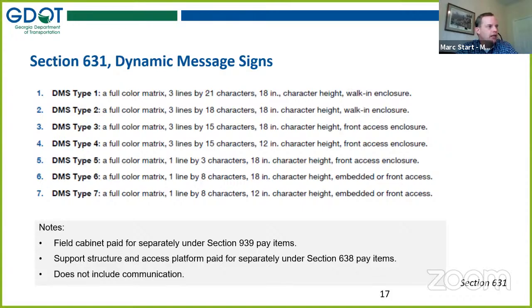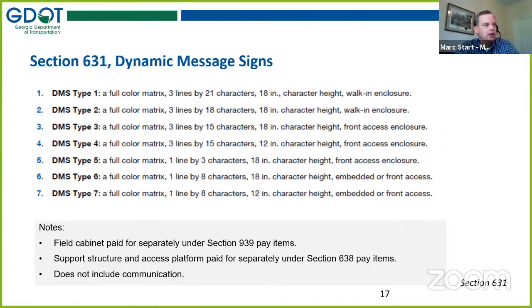So in this case, we've got a couple DMS types at the beginning there that are the walk-in enclosures. This would be the type that's affixed to an overhead truss system, like on a freeway. We also then have several types that are front access enclosures, which means you would only access the sign by its face. There's no walk-in element behind the sign face.